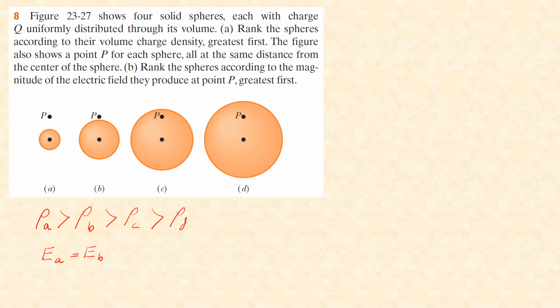What about C and D? They would be 0, right? Because if the point P is inside, then we would assume that there's no electric field acting on it. That is what we said for a spherical shell. Are they spherical shells? I'm assuming they aren't. Read that again. It shows 4 solid spheres. So yeah, they are filled inside.